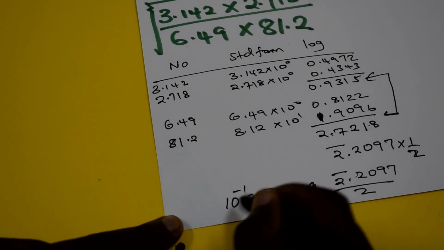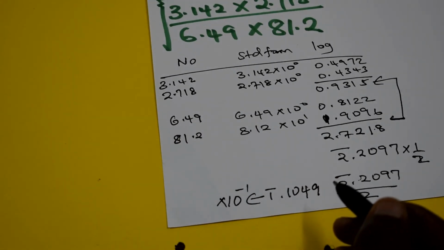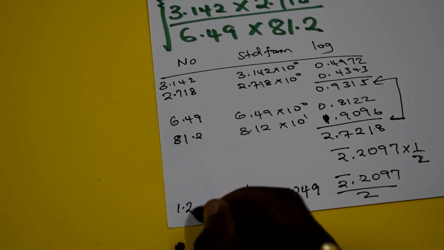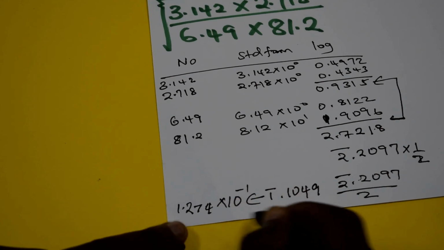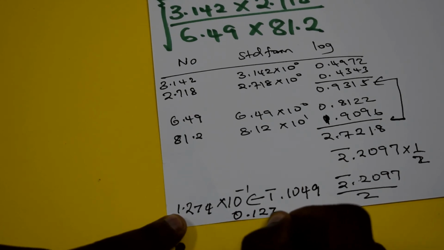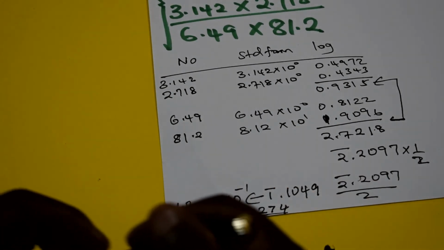And if we work out the anti-logarithm, 10 power negative 1 times the antilog of 1049, we get 1.274. Therefore, the number would be 0.1274. That's the solution for that question. Then we move on to the next example.